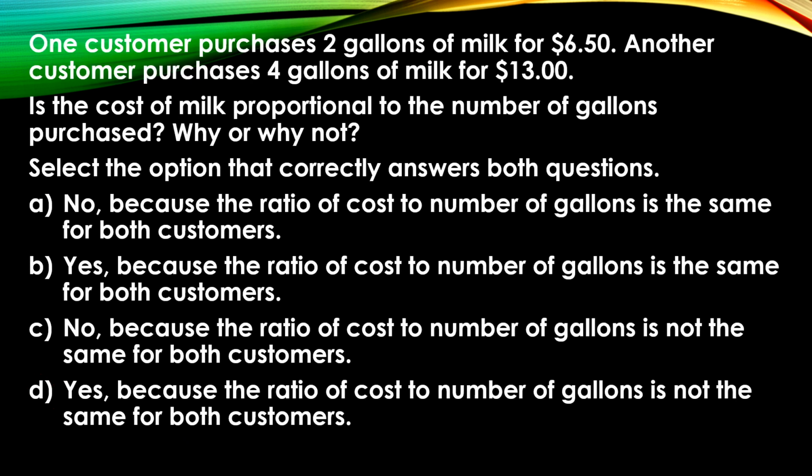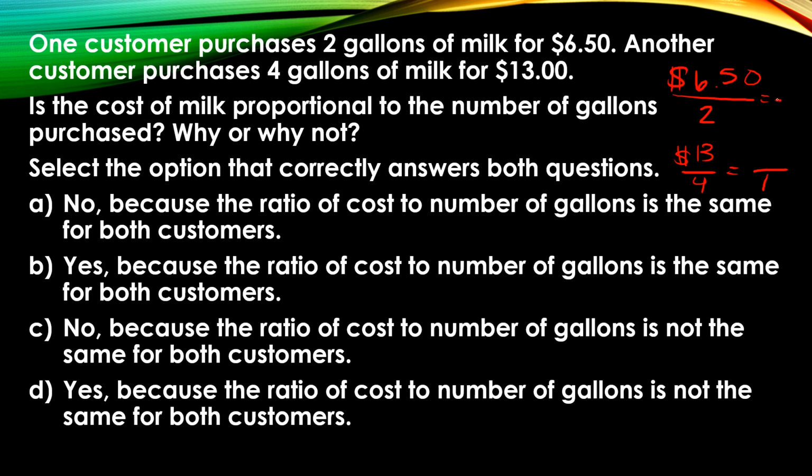Next one says that one customer purchased 2 gallons of milk for $6.50, another customer purchases 4 gallons of milk for $13. Is the cost of milk proportional to the number of gallons? Why or why not? For this one, it's a little bit easier. We can just set up our unit rates and solve for both of these. Remember, money always goes on top, so I have $6.50 over 2, and then I would have 13 over 4.